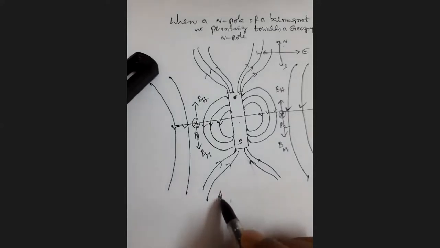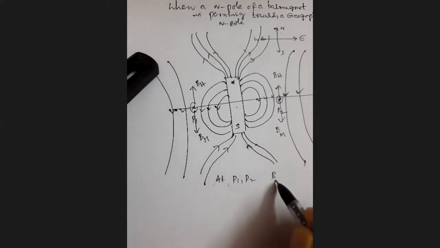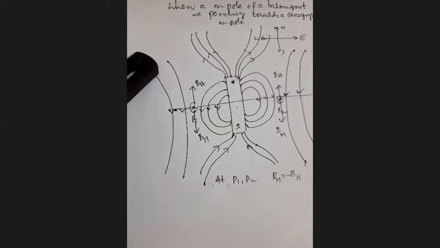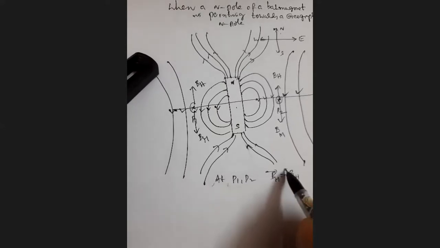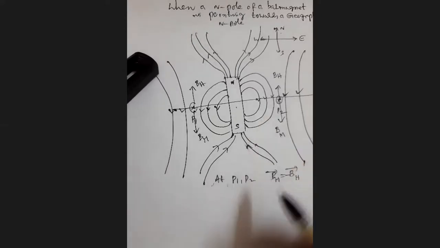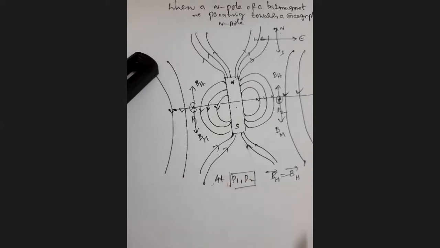So what we observed here at points P1, P2, Bm is equal to minus BH. The minus sign indicates they are acting in opposite directions. Hence the resultant field strength becomes zero there. Therefore, we are not observing the magnetic lines of force. Hence these two points P1, P2 are called neutral points.